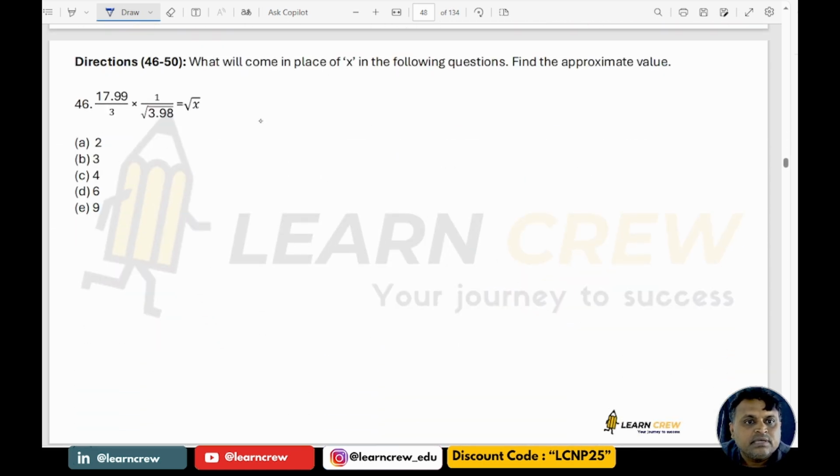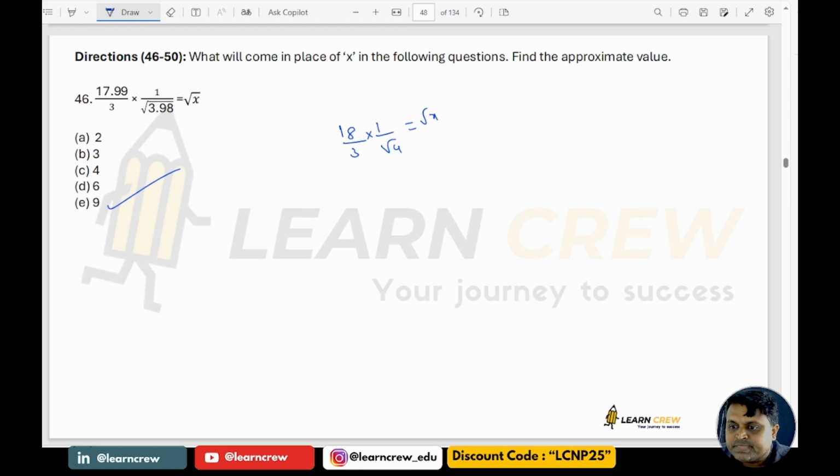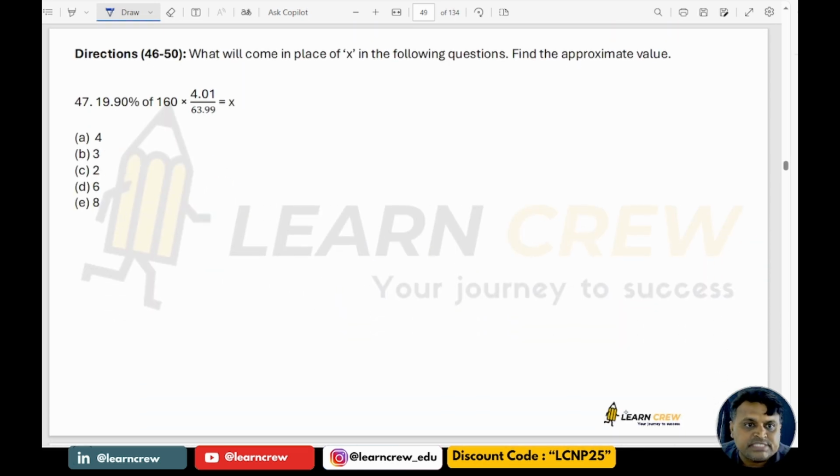Next. Now please see here 17.99, approximately very close to 18. 18 by 3 into 1 by root 4 is equal to root x. So 2, 3s are 6, 6 by 2, 3. So x is 9. Then next, question number 47.